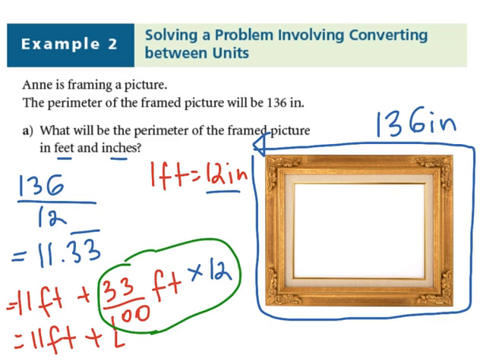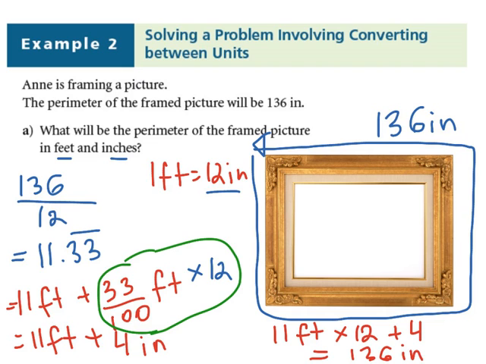Now, if you want to check your answer, the best way to do it is by working backwards. We're going to reverse it. We're going to take 11 feet, multiply this by 12, and add 4. And you should get 136 inches. So we're converting the feet to inches by multiplying by 12, and then adding 4 because we have 4 inches left, and we get 136.